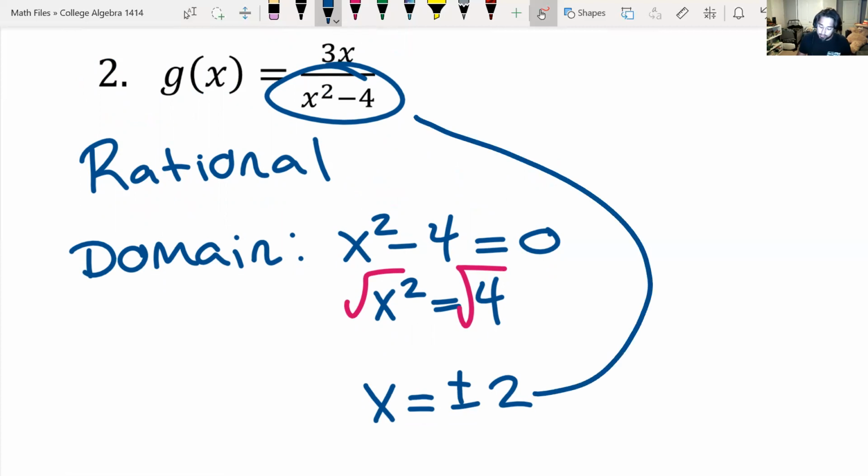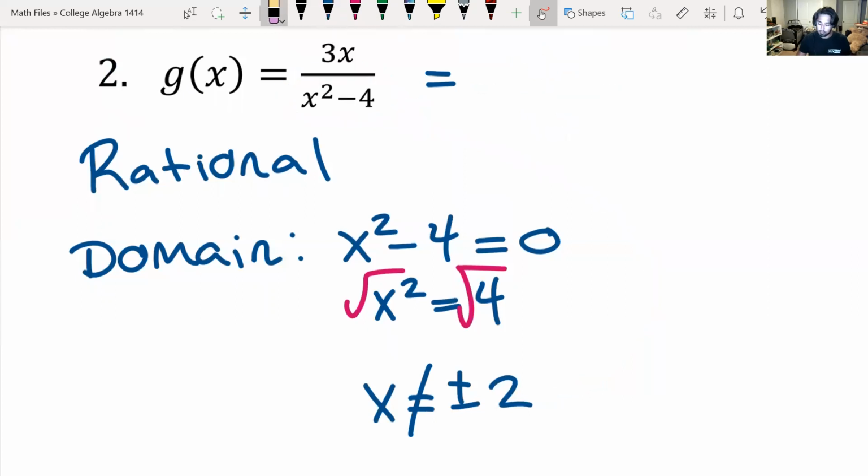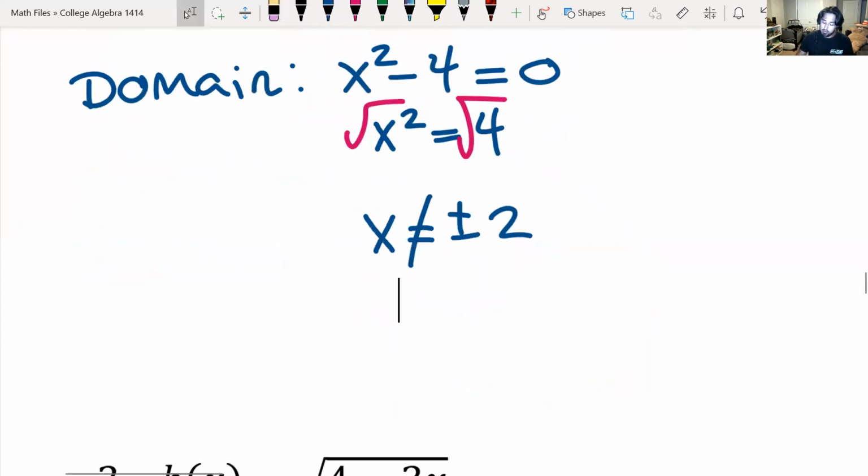If I plug positive or negative 2 into this function, we are always going to get 0 in the denominator. So the way we will state our domain is that x cannot equal plus or minus 2. All right. But of course, we want the important notation, the interval notation representing this domain.